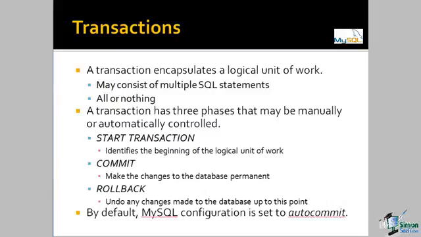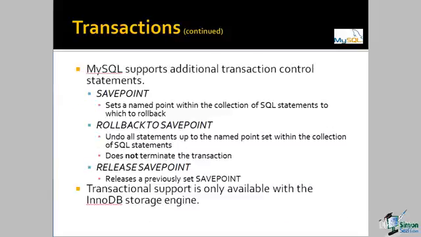Now in MySQL, the default is implicit transactions or auto commit, so that if we submit a batch of SQL statements, there will be an implicit start of the transaction and an implicit commit of the transaction embedded within those SQL statements. Within MySQL, we can also set save points. So at some point within the collection of SQL statements within a transaction, we can set a save point and say everything is fine up to this point.